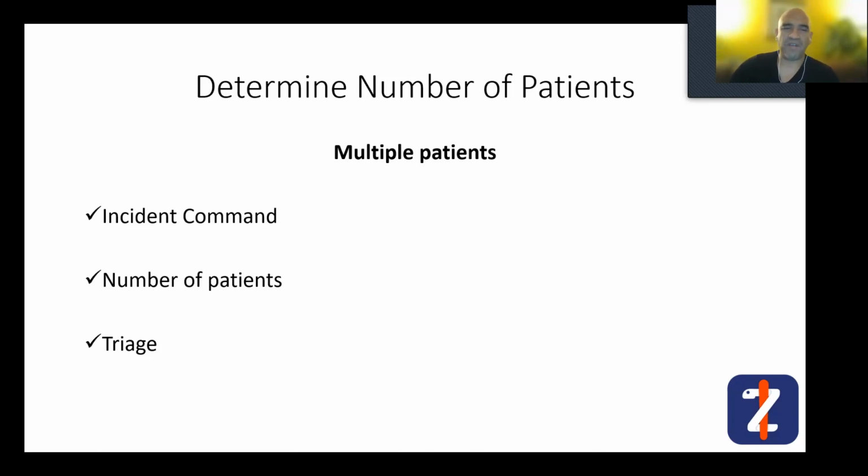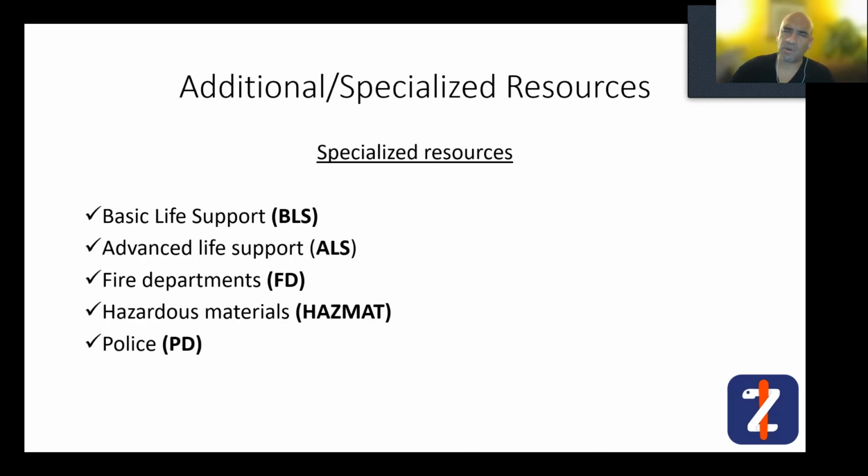So, number of patients and triage. Triage is an interesting word that comes from the French word meaning to sort out the different types of patients, the conditions that qualify them for a specific assessment that's going to take 30 seconds or so to do. And you have to give them a specific color based on their condition. We'll talk more about that in operations, and I'll make you a master of triage. All right, the next component is additional specialized resources.